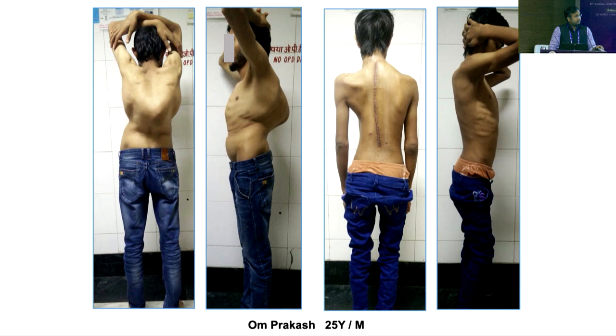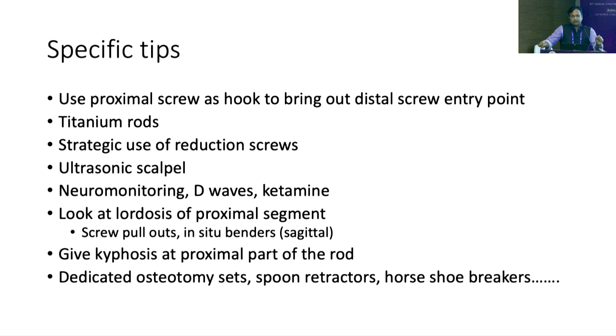So specific tips when you're doing deformity corrections, use proximal screws as hooks, because there is extensive lordosis, extensive kyphosis there. So you can use the first screw which you have put there. You can let the screw handle into that screw, pull it up, and then the entry point of the other screw will come up. So you can ask your assistant to hold the screw in your hand, and then you can make the entry point for the screw. Titanium rods, never go for cobalt chrome rods when you're going to correct these deformities. Reduction screws, if there is a positive sagittal balance, then I prefer to put the reduction screws in the distal area. If there's a negative sagittal balance, I put it in the proximal area.